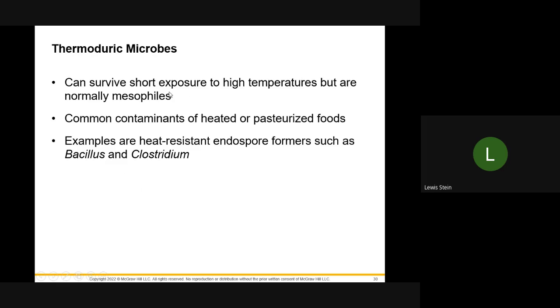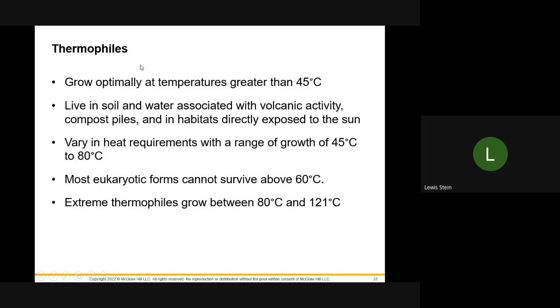Thermoduric, short exposures to high temperatures, but are normally mesophiles. Okay. This is where we see them because pasteurization is not sterilization, as you would see. And this is where the endospore formers come in. So that's why there's different methods of control when we likely encounter endospores. Thermoduric, just think of it being durable with regard to temperature. Duro typically means strong, so strong with temperature.